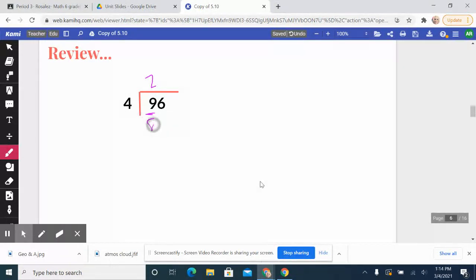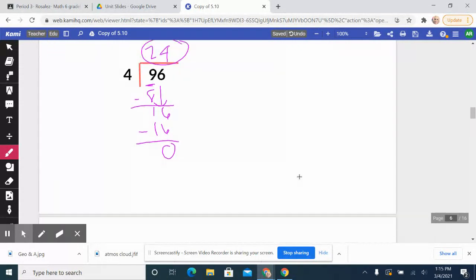2 times 4 is 8, and you get a 1. Now you need to bring down your 6. 4 goes into 16 4 times. 4 times 4 is 16, and you get a 0, so your answer is 24. Okay, so now we're in our books, and it's going to get a lot harder than this, but those are just some easy examples to start you out on how it works.